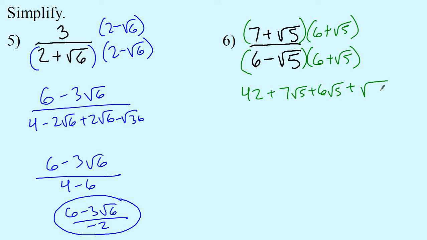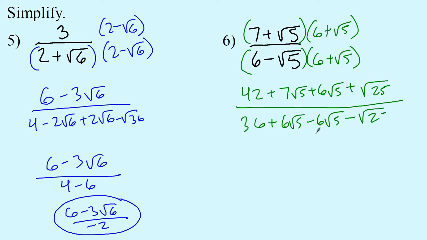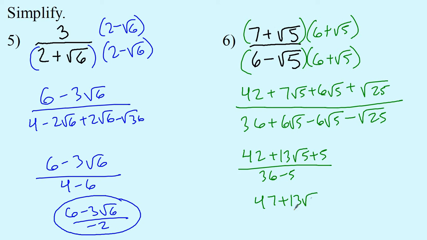Sorry, I simplified that too soon. I try to show all my work. Trying to be consistent. Sometimes I struggle with that. Ooh, that's supposed to be a 6. And I can't talk and multitask. I just don't want to keep rewriting stuff, so I'm going to go ahead and combine those. So 47 plus 13 square roots of 5 all over 31. There you go.